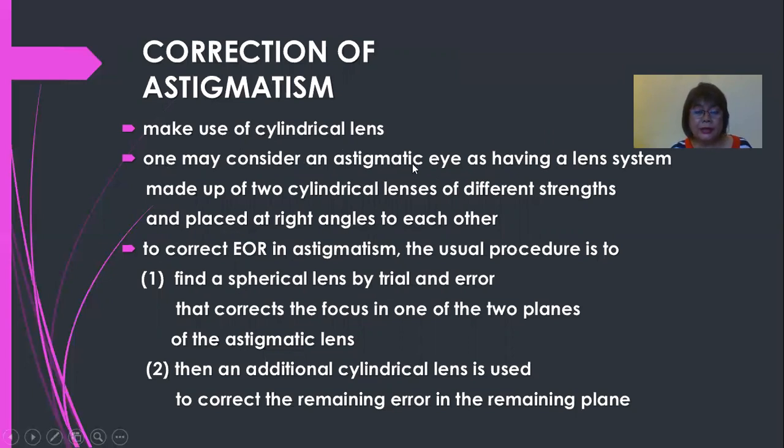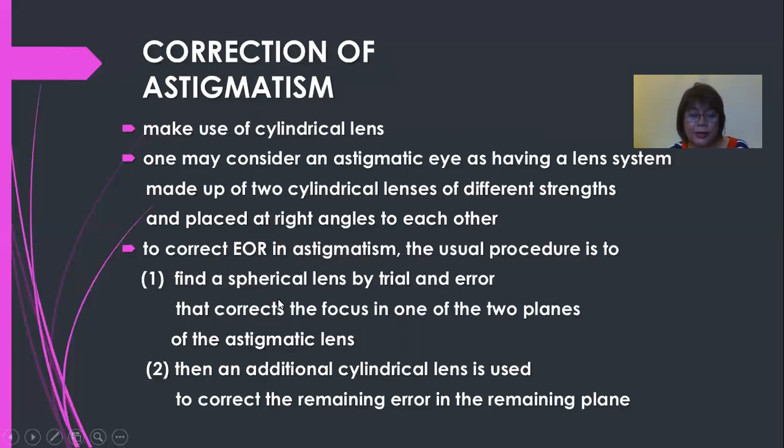One may consider an astigmatic eye as having a lens system made up of two cylindrical lenses of different strengths and placed at right angles to each other. Remember the figure I showed you at the beginning with two cylindrical lenses at right angles to each other.